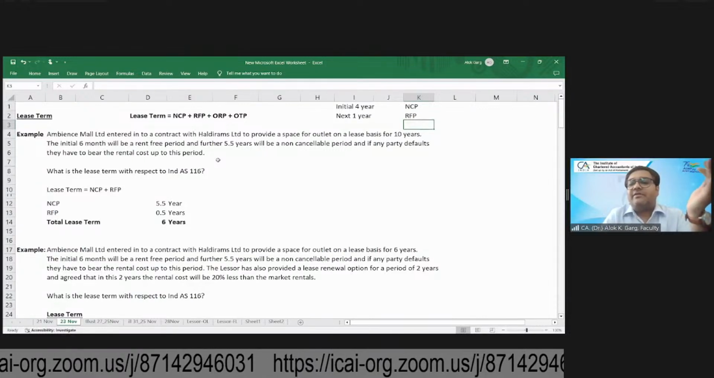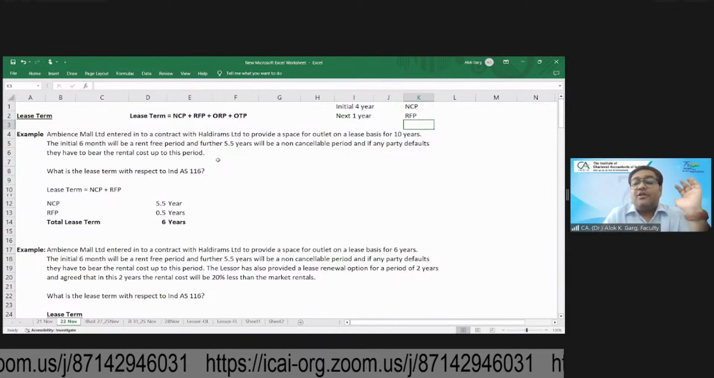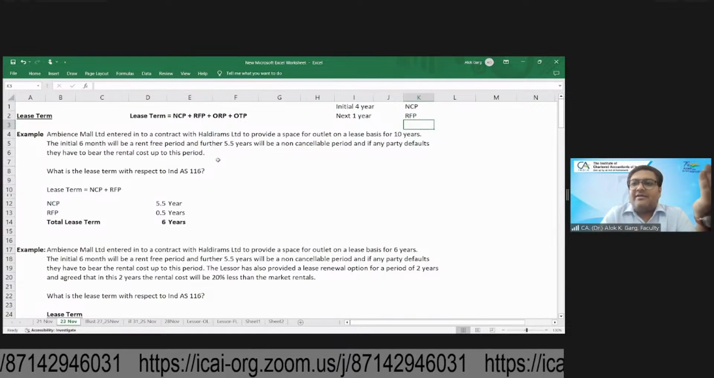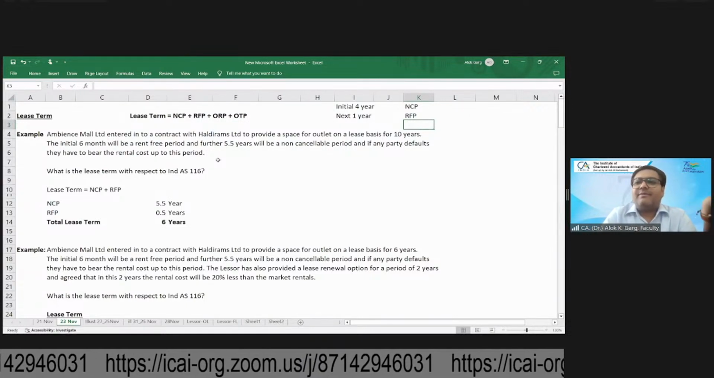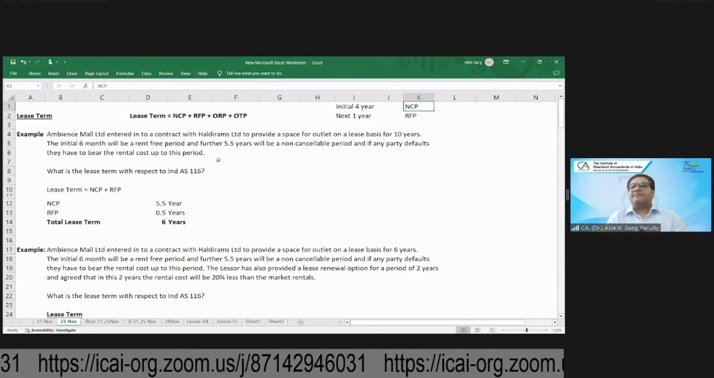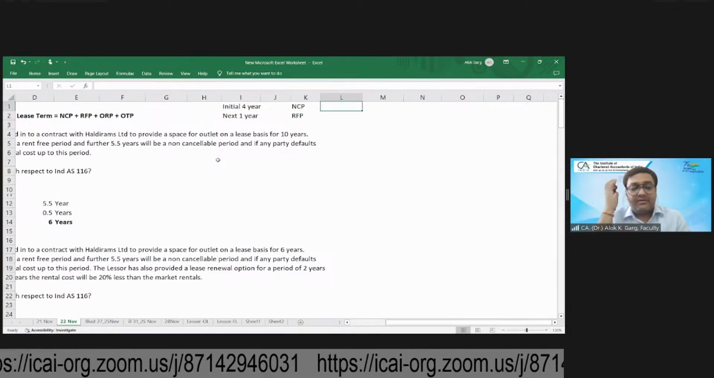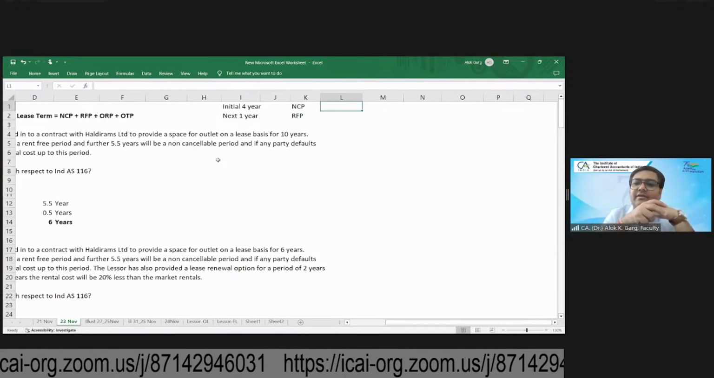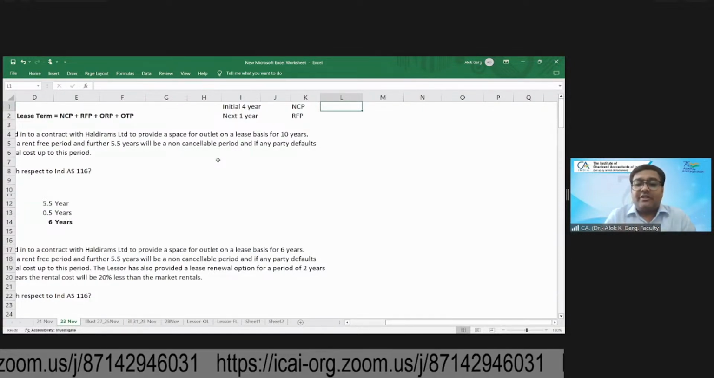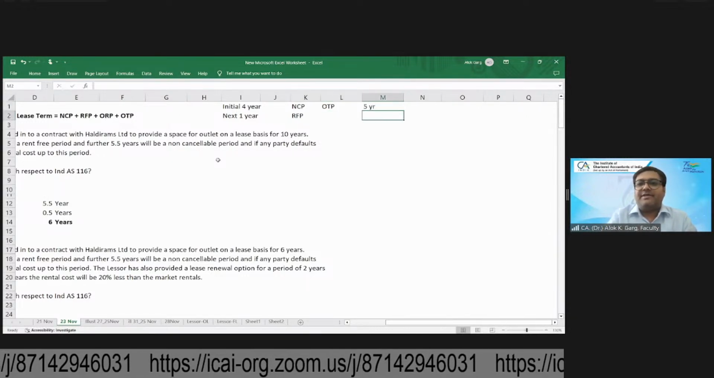After completion of 4 years, for the next 1 year, the lessor will not demand any lease rental. So after completion of 4 years, it doesn't matter whether the lessee remains in the premises or walks out, because the lessor will not get any rent, correct? And for the next 5 years, if the lessee wants to terminate the lease, the lessee can terminate the lease. So the next 5 years is the optional termination period.